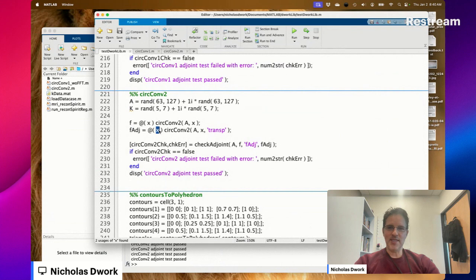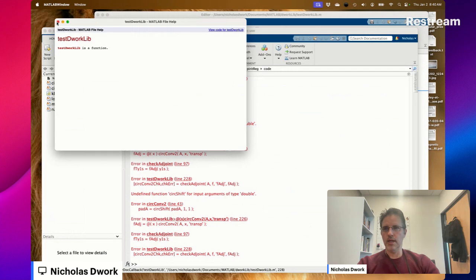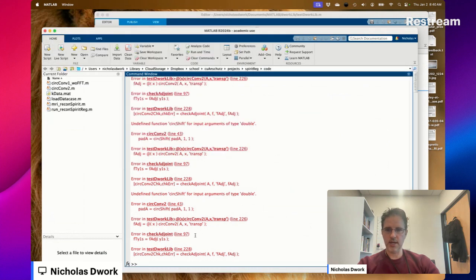When you pass an input to a function, you really want that input to be used correctly. That, it turns out, is key to making things work. And look at that. Now we've got circular convolution 2 working. What if I make one of these things even? No. Not only is it not working, it's crashing.